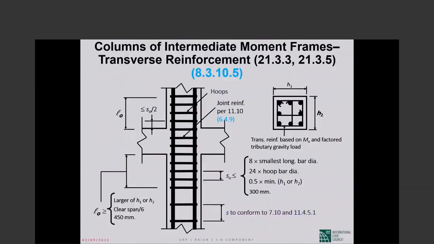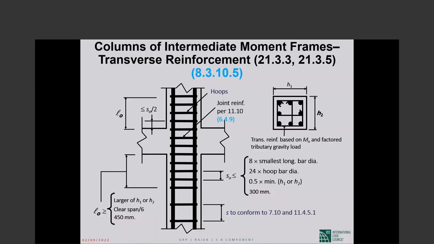So this is transverse reinforcement in an intermediate moment frame. We consider the same region of potential plastic hinging. Within that, we have to have closely spaced closed hoops. Okay. I forgot to tell you, special moment frames or intermediate moment frames, it does not matter: outside of the plastic hinge region, those can be ties rather than hoops. They don't have to be closed by seismic hooks.